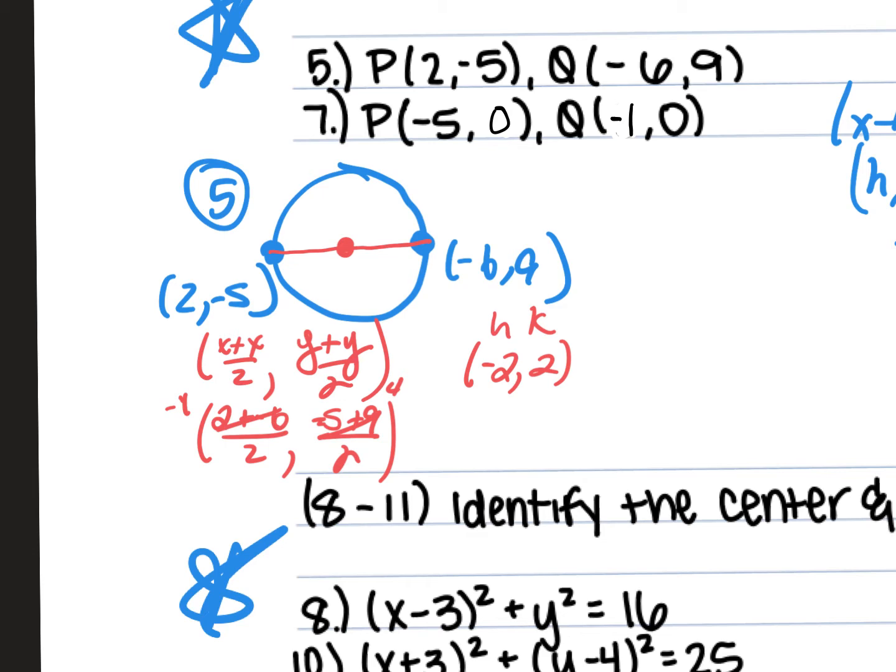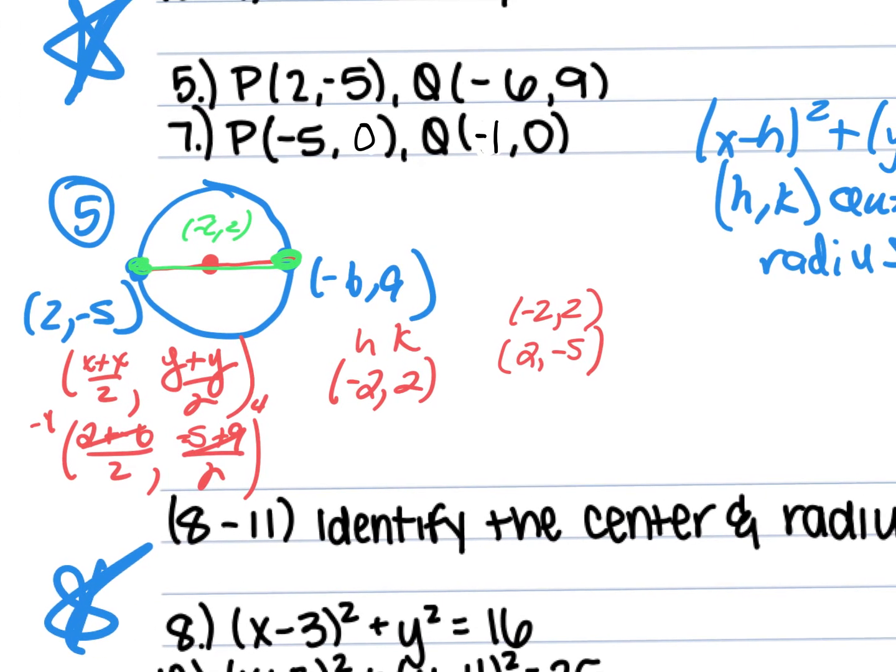What about if I found the distance from here to here? Could I do that? What would I have to do once I found that distance? Divided by 2. I personally would just take the midpoint, which is negative 2, 2, and I'd find the distance from the middle to one of the endpoints. I am going to use the points negative 2, 2, which is my midpoint, and 2, negative 5.